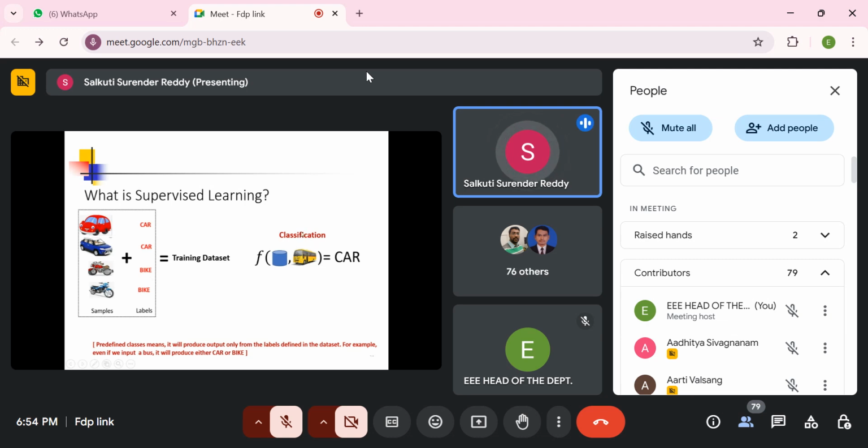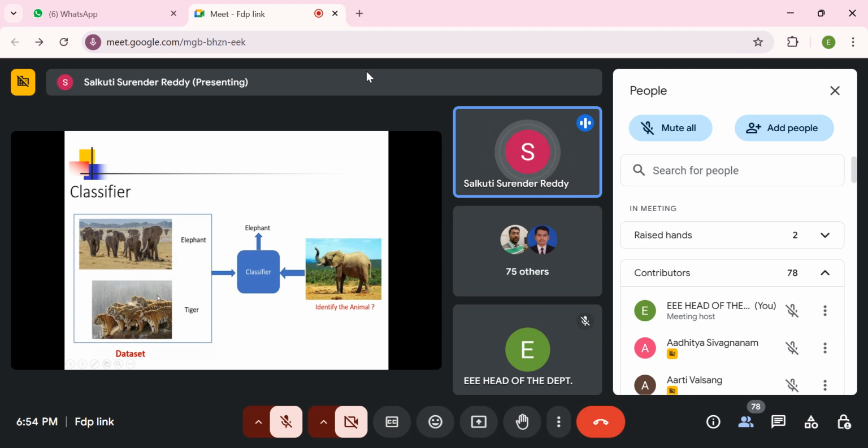It does the classification and then gives you the output, a car or a bike. So let's say this is a classifier. We use the classification or a classifier. Let's see a simple picture. Let's say this is a data set. This data set will have some elephants and some tigers. Now this data is given to this classifier. Now we ask the classifier, identify this animal. Then the classifier will give the output as an elephant because it has already learned from this data set.